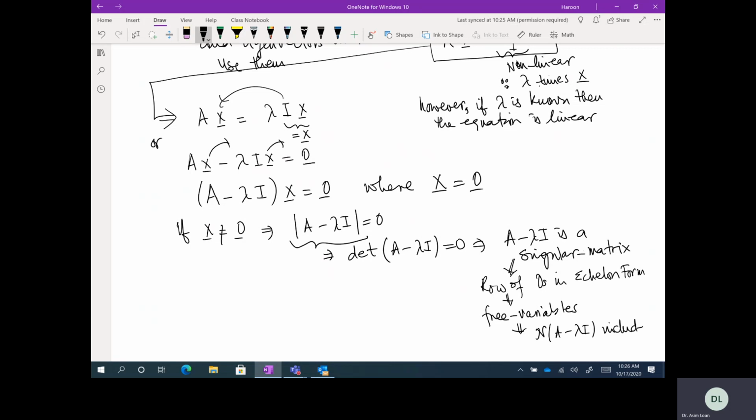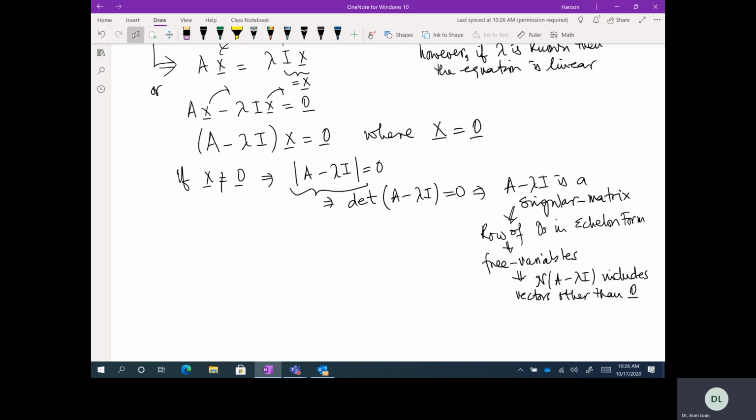includes vectors other than the origin. And this is what we want to find. So we have to choose lambda such that A minus lambda I has a null space whose dimension is greater than 0. So the goal is to choose lambda such that A minus lambda I has a null space.